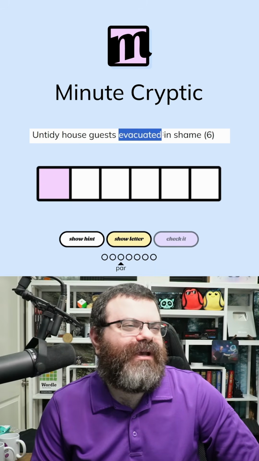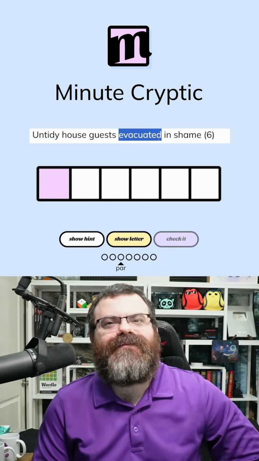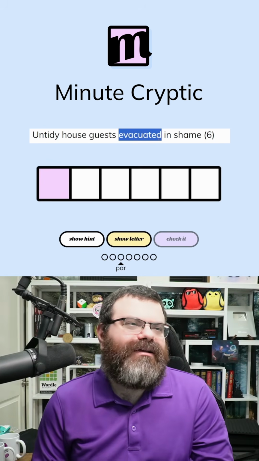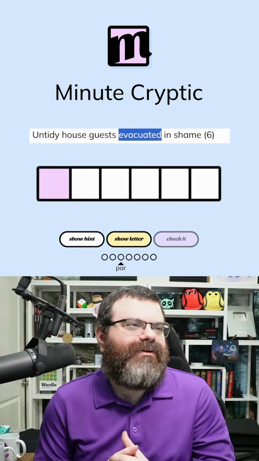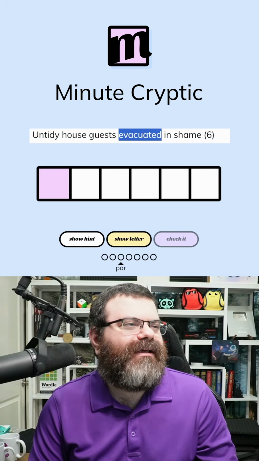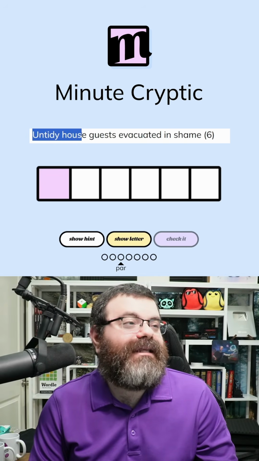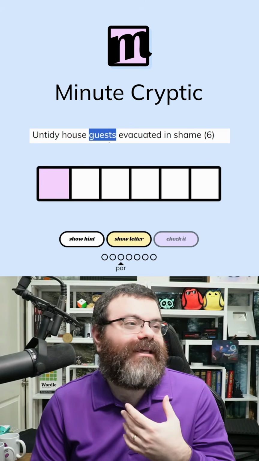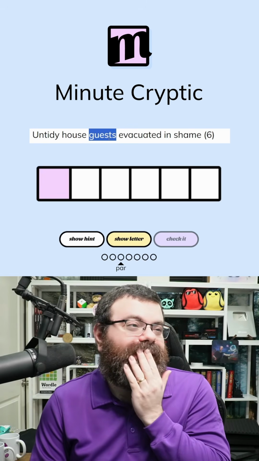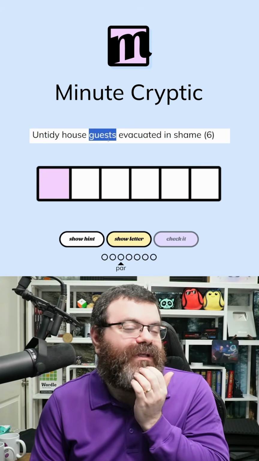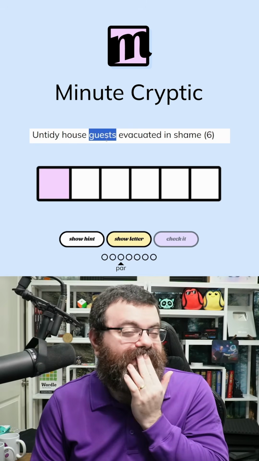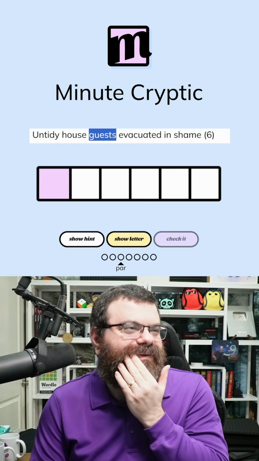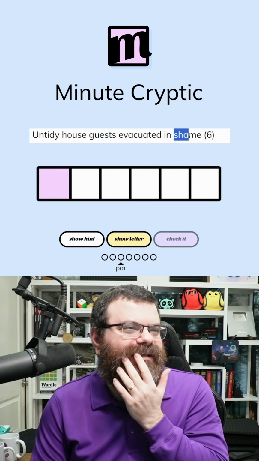I feel like evacuated, like if you evacuate a tank of air, that means you remove the air from it, right? So maybe "untidy house" could be our definition, and then we're supposed to take guests and evacuate it, meaning remove one or more of the letters from the middle, or only leave some of the letters from the middle. I feel like it would be removing it, and then that's going to be in shame.